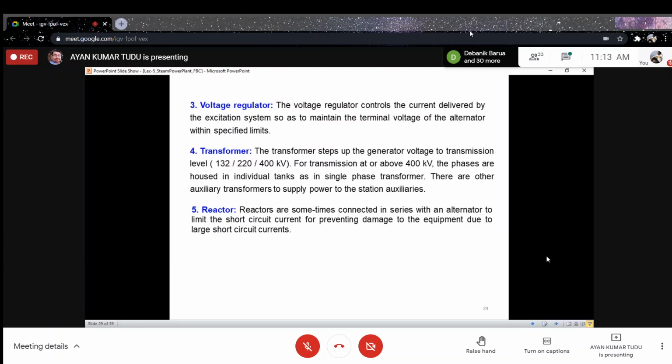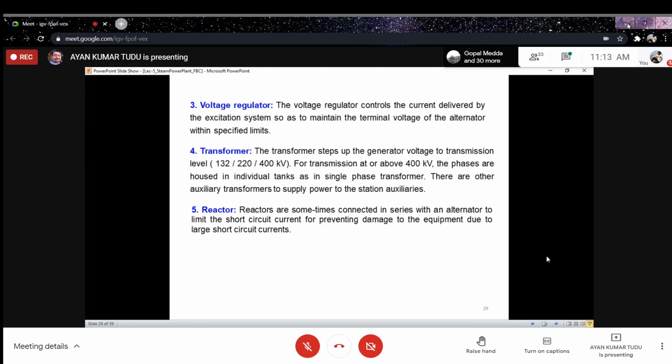Because of which, whenever there is a short circuit current flowing through an alternator, the function of the reactors is to limit this short circuit current within the safe limit to prevent damage to the system. Okay, next we have our circuit breakers.